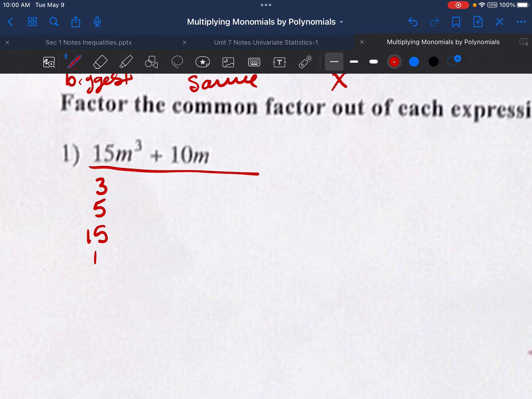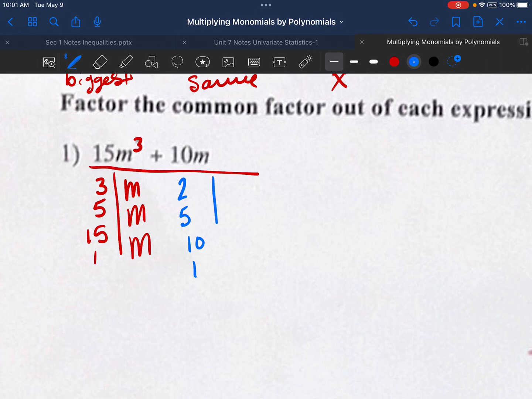And then how many m's do I have? Well, since I have m to the third power right there, I know I have 3 m's. So 1, 2, 3. I'm going to do the same thing and factor 10. Things that go into 10, I know 2 times 5, and I know 10 times 1. Those are 10's factors. And how many m's do I have? Just 1. All right, fantastic.